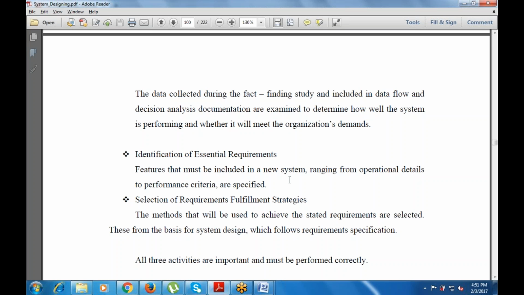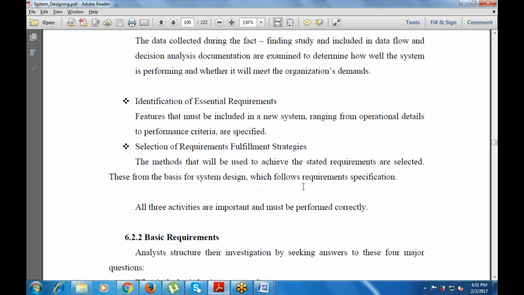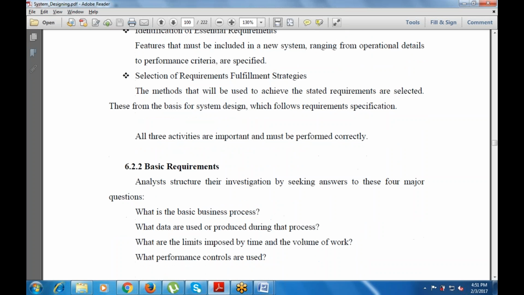There are various methods that will be used to achieve the stated requirements as selected, and there are other bases that are also designed with the system design, which follows a requirement specification, whatever specification is used. Now, what are the various activities that are very important to perform?